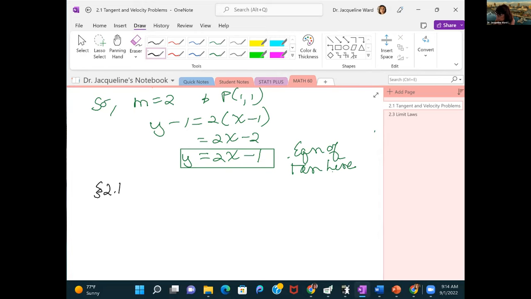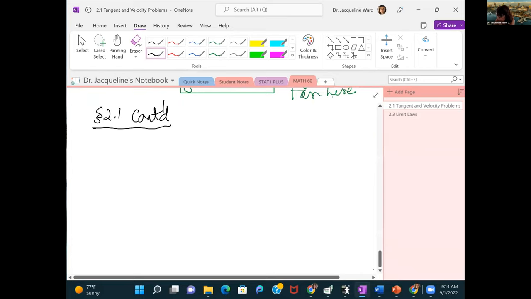Okay, so we're still in Section 2.1, continued. There's a velocity application. And velocity is that same idea as speed, right? So you're driving in your car or you're snowboarding, how fast are you going? Speed, though, is a number, with units like feet per second or miles per hour or whatever.